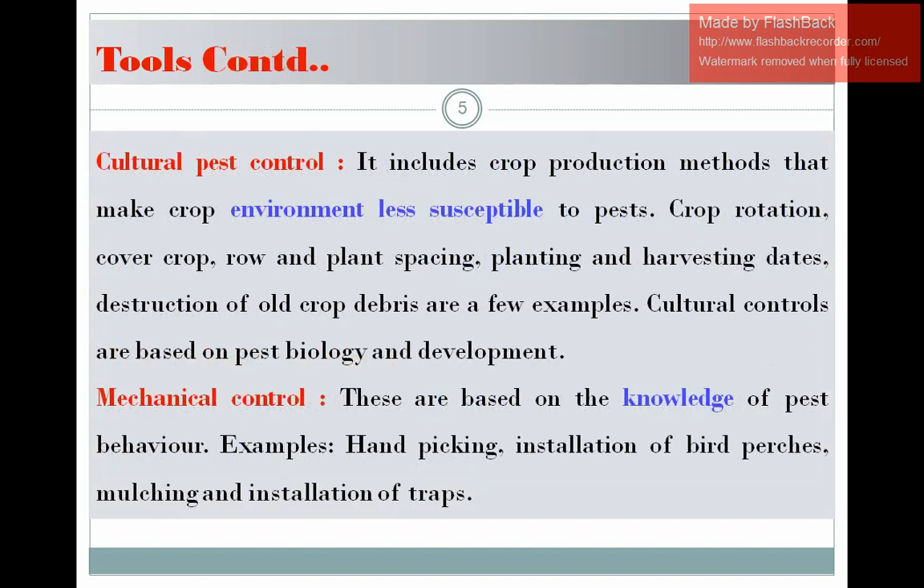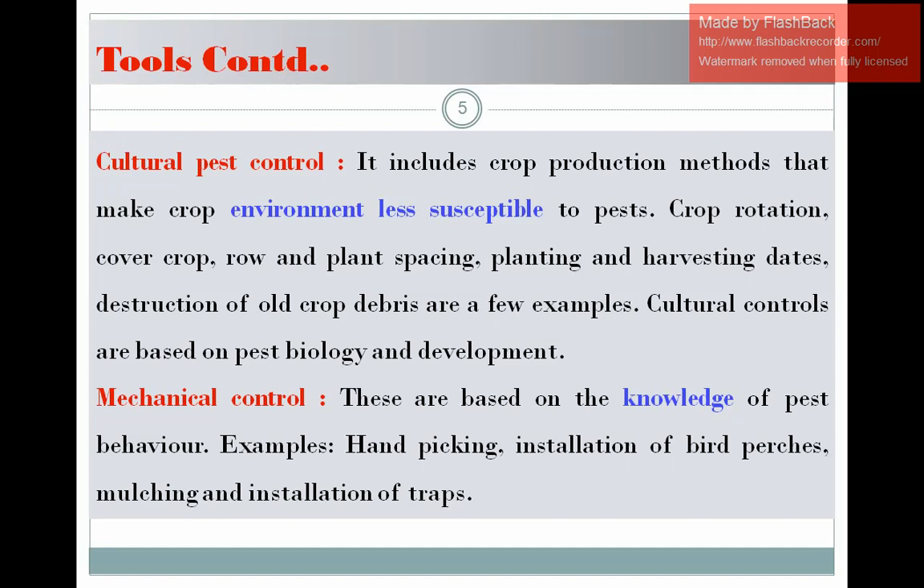Another tool used in integrated pest management is cultural pest control. This is very widely used. It includes various methods like crop rotation, crop cover, row and plant spacing, planting and harvesting dates, and destruction of old crop debris, which will help make the crop environmentally less susceptible to the pest.